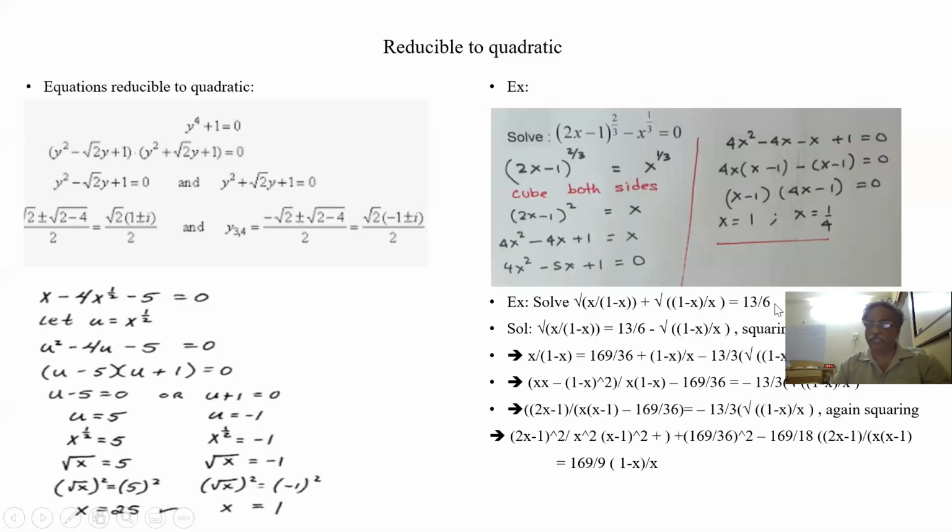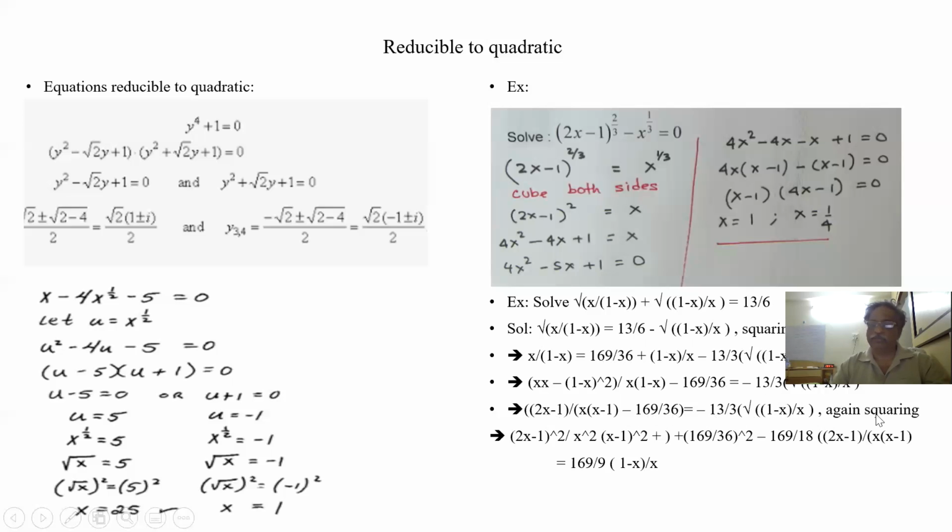So one root I have taken here. If I square, this side is gone out of root, so 2ab is left out with root. All the other factors I brought to one side. 169 by 36, 1 minus x by x I brought to the non-root x side. So this is the non-root x portion. 2x minus 1 by x into x minus 1 minus 169 by 36 is equal to the root portion.